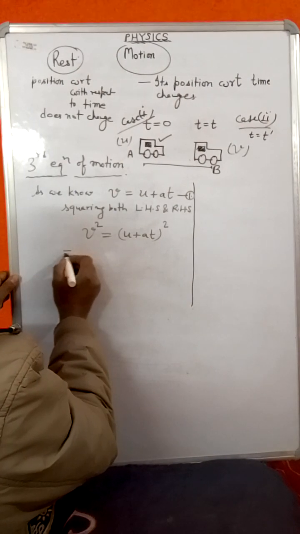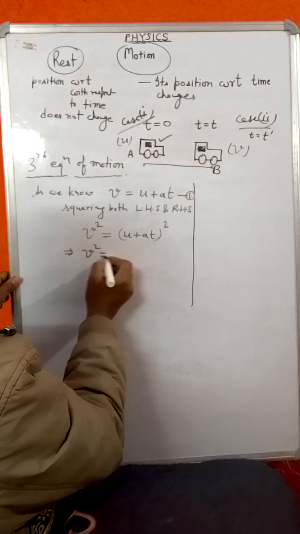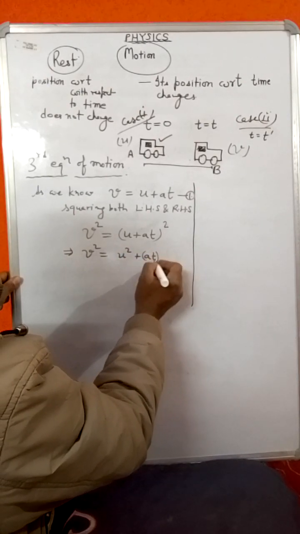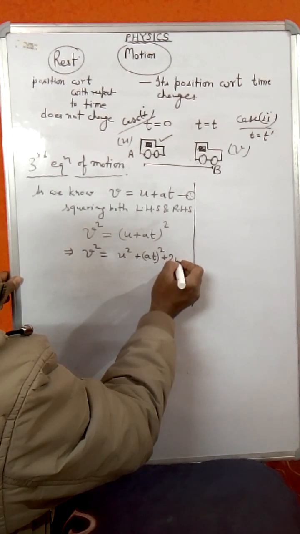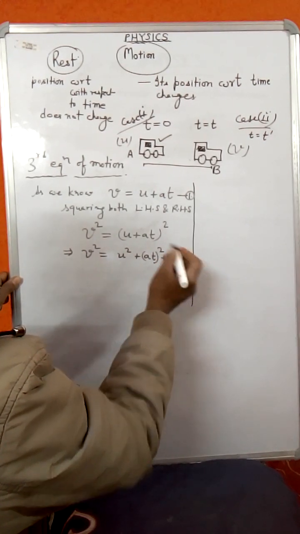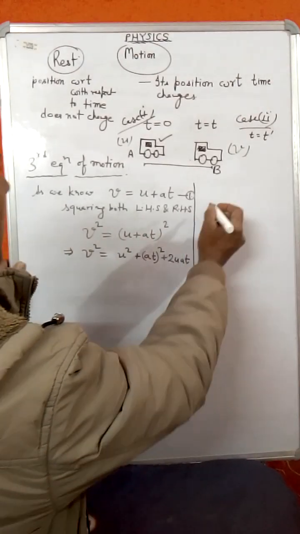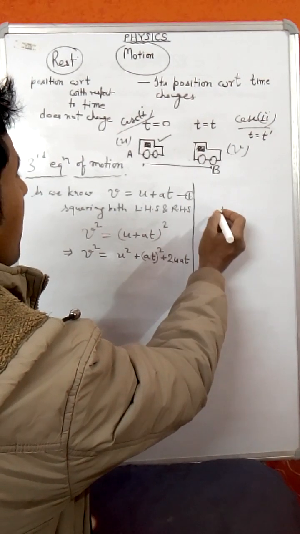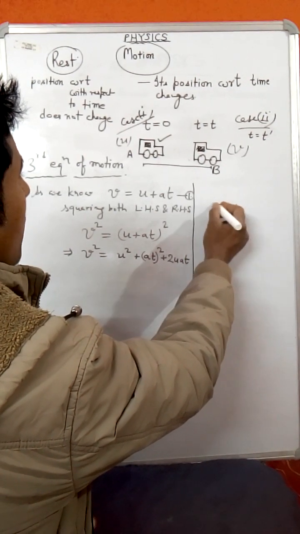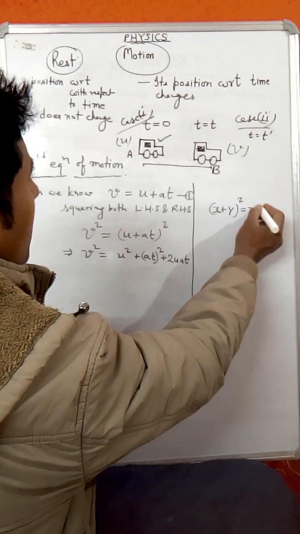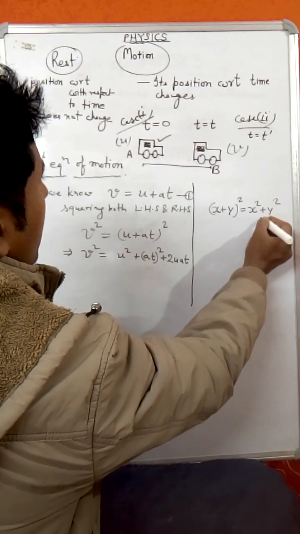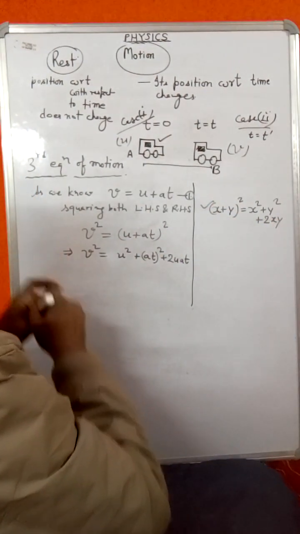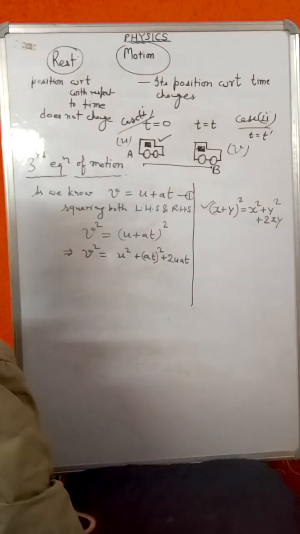Now, on expanding, we will be getting v square is equal to u square plus at whole square plus 2 times u at. Right? Now, what is this? How did we get this? This is a simple square of x plus y whole square, which is equal to x square plus y square plus 2xy. Right? This is the application of this formula.